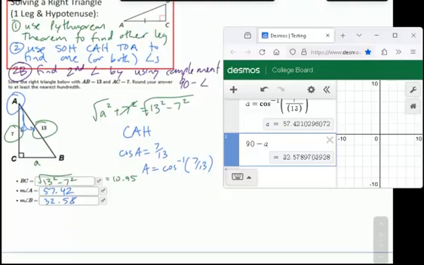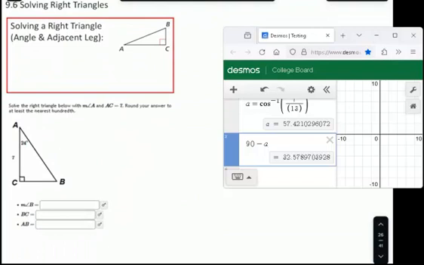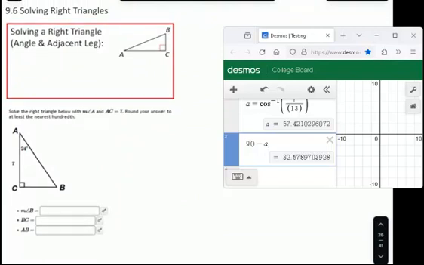All right. Let's see what happens if you're given an angle and a leg. Okay, so see if you can do this one on your own before I talk you through it. Okay, how would you approach this?